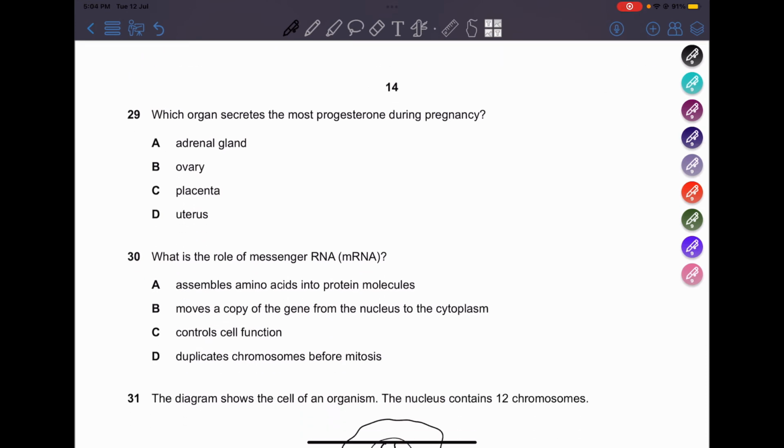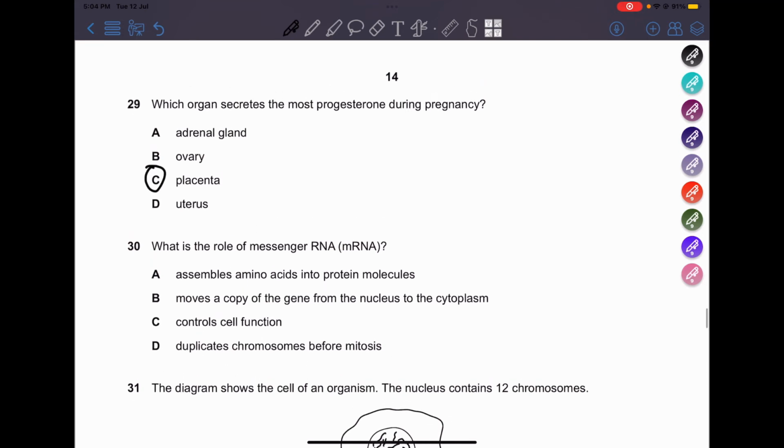29. Which organ secretes the most progesterone during pregnancy? So over here we know that during pregnancy actually the placenta produces the progesterone, and this is only when a woman is pregnant, and it's not if she is not pregnant. So progesterone is actually secreted by the placenta during pregnancy.